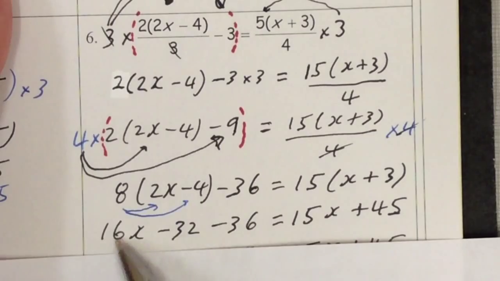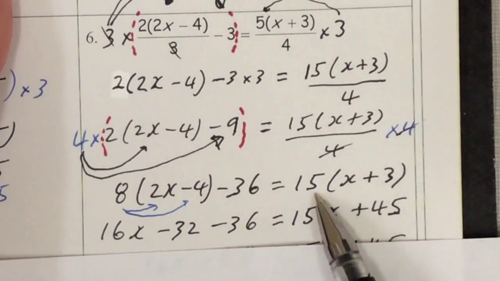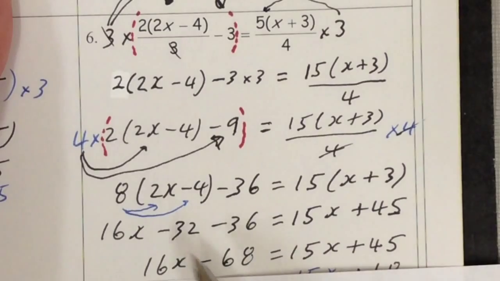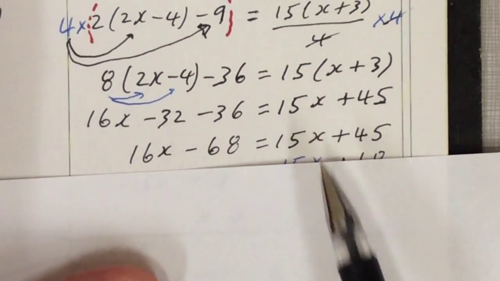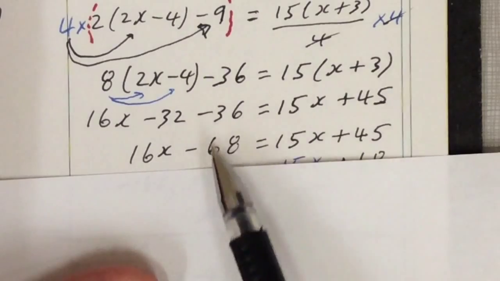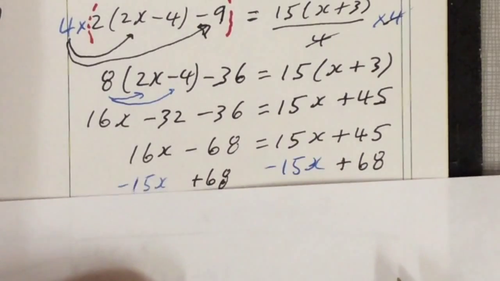8 times 2, 16. 8 times 4 is 32, minus 36. 15 times x, 15x. 15 times 3 is 45. Collect like terms. Negative 32 minus 36 is negative 68. This stays the same. Now I'm going to do 2 steps in 1. I'm going to subtract 15x from both sides, and I'm going to add 68 to both sides.